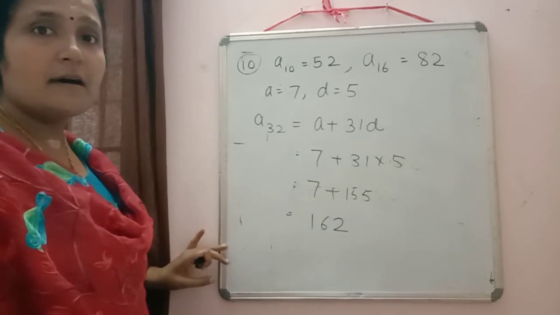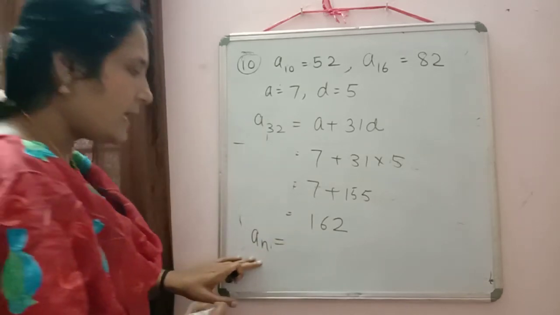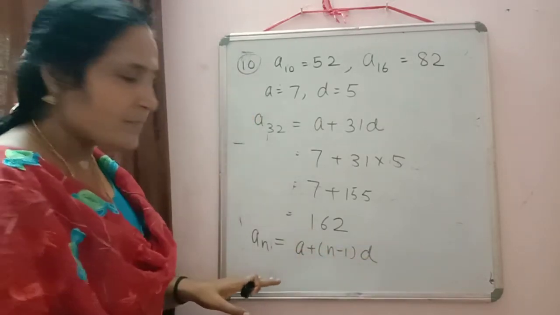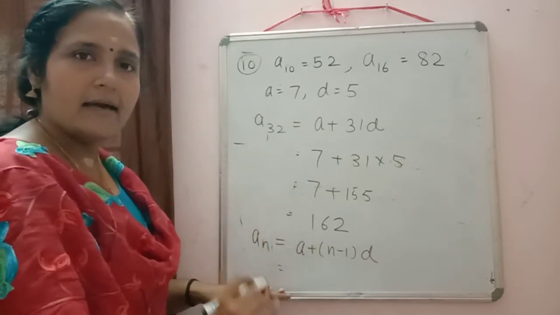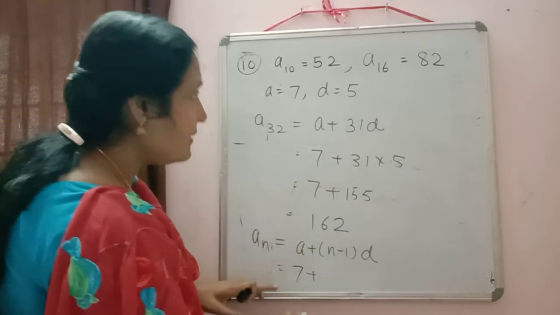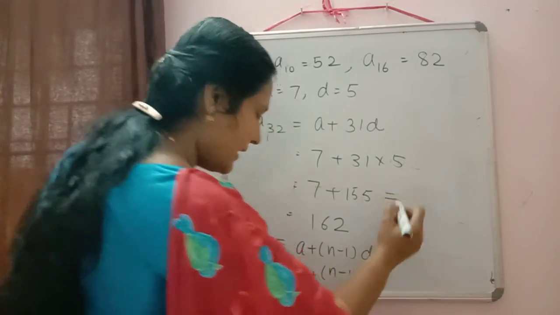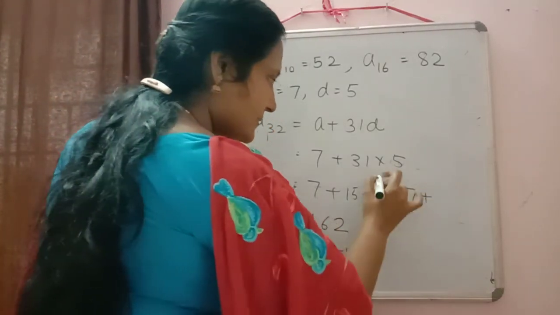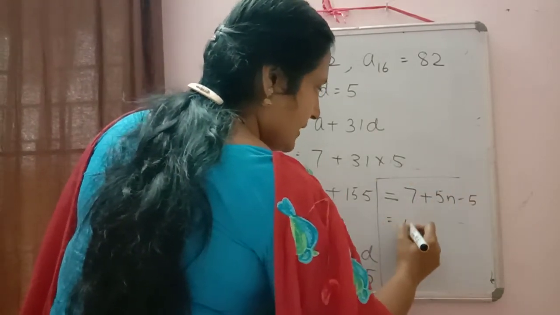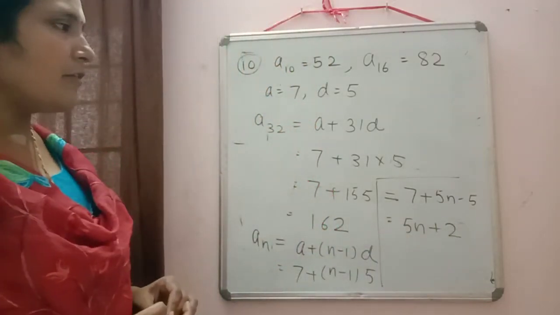And then the general term also they asked. General term means which term? Yes, the nth term. We want the nth term. So an is equal to, formula is a plus n minus 1 into d. We don't have to find out the value of n here. We have to write the answer in terms of n only. An is equal to 7 plus n minus 1 into 5. Now just to simplify it, 7 plus 5n minus 5, so it will be equal to 5n plus 2. So this is the general term or nth term of the AP.